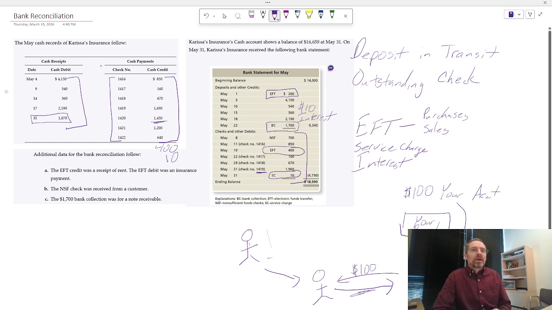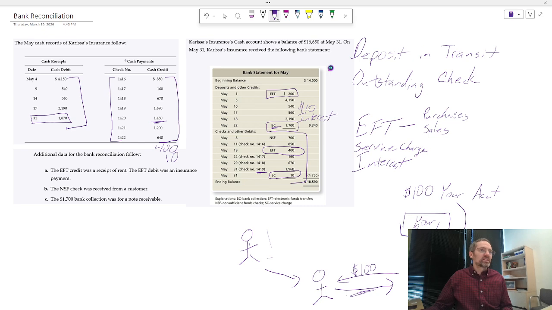And so we set this collection up with our bank, and so our customer pays the bank directly, and then the bank puts it into our account. So we're not handling the check itself. We're not handling this note. They just deal with the bank instead of with us. And so that's what this one is right here, it means bank collection.